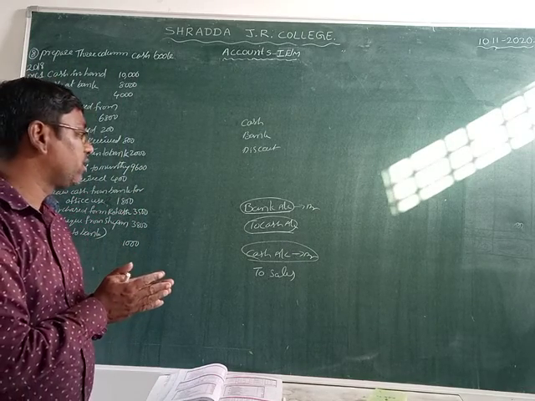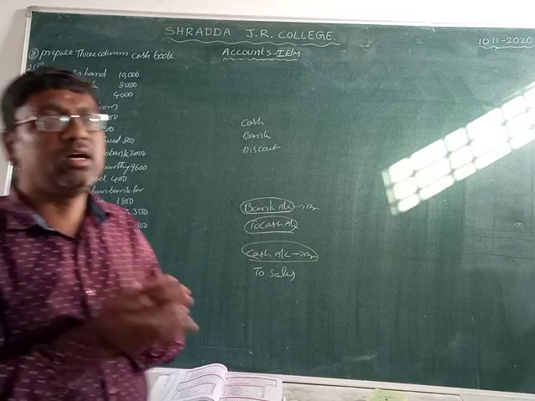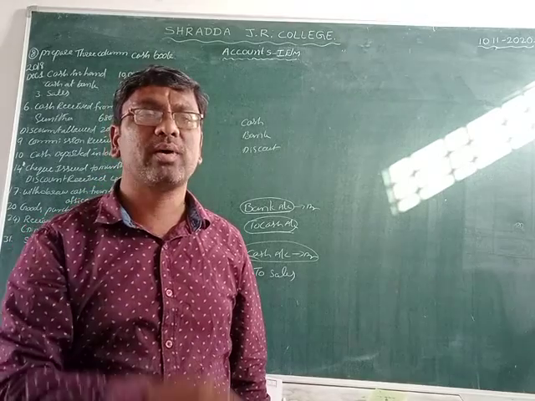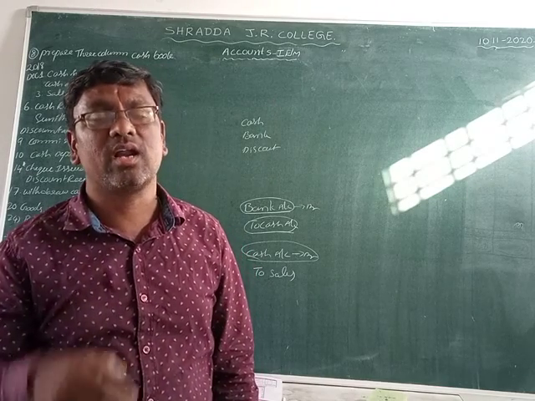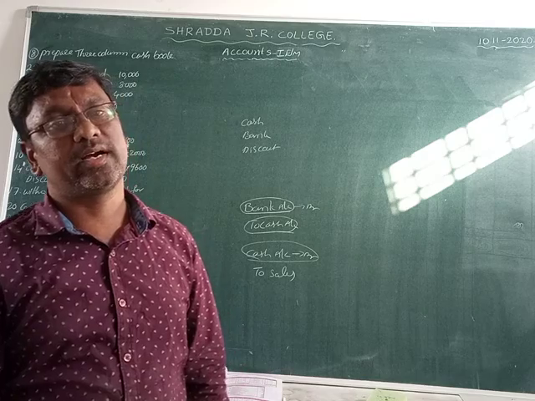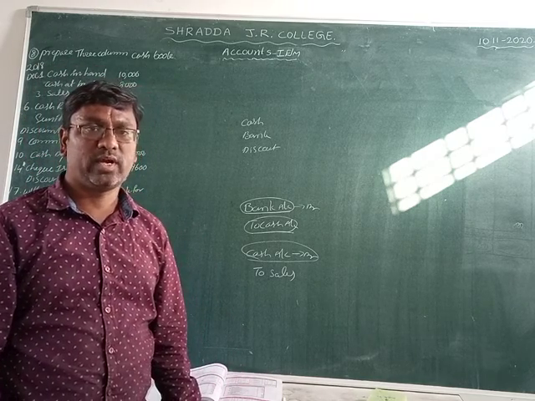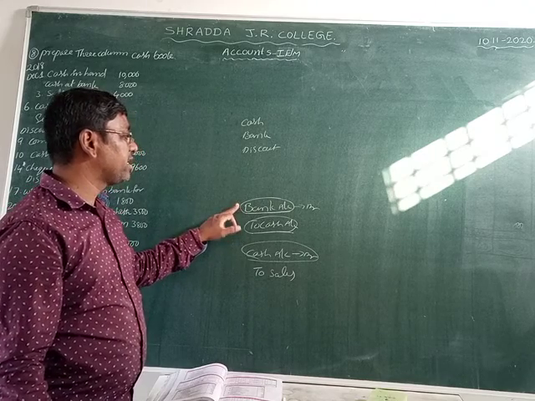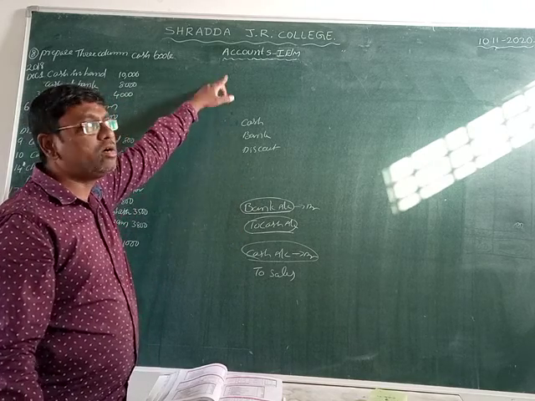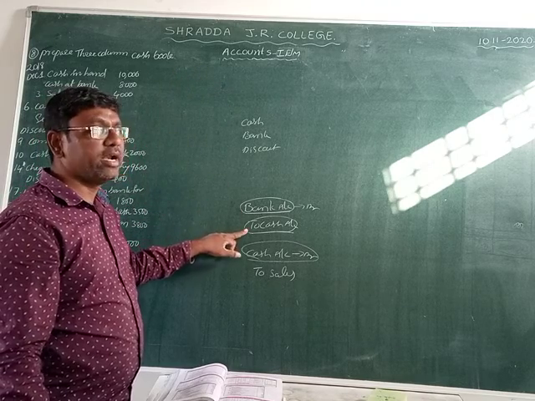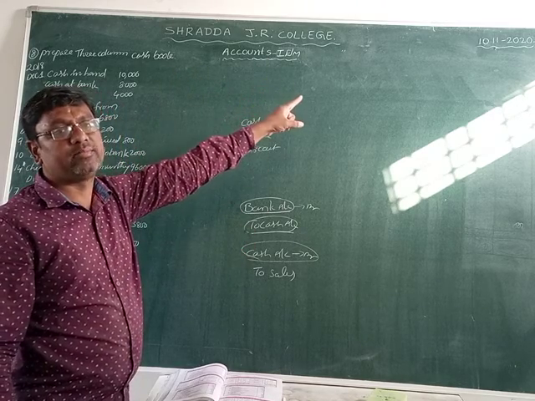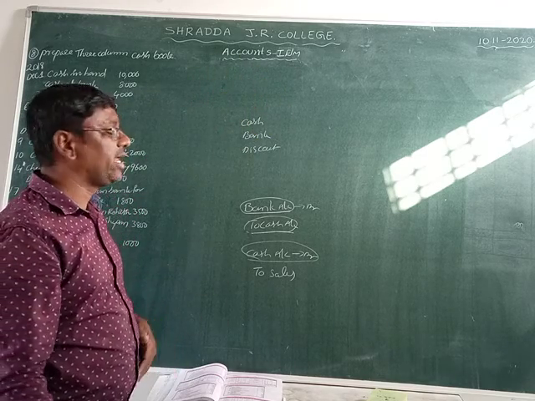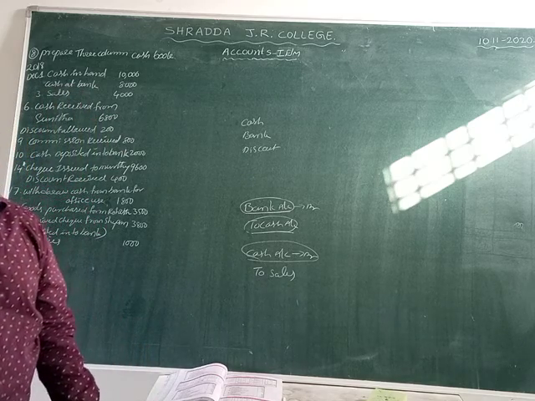Sometimes we receive a cheque. If we can deposit the cheque in the bank on the same day, fine, but if we cannot, we deposit it the next day or after two days. That is also taken as a contra entry. This contra entry is very simple. Bank is debit, so we record it on the bank side. Cash is credit, so we record it on the cash credit side. We take the same date, and in the LF column we write C. C means contra entry.